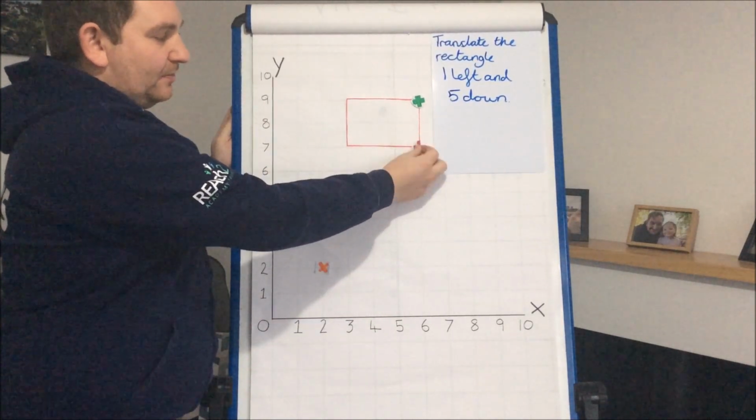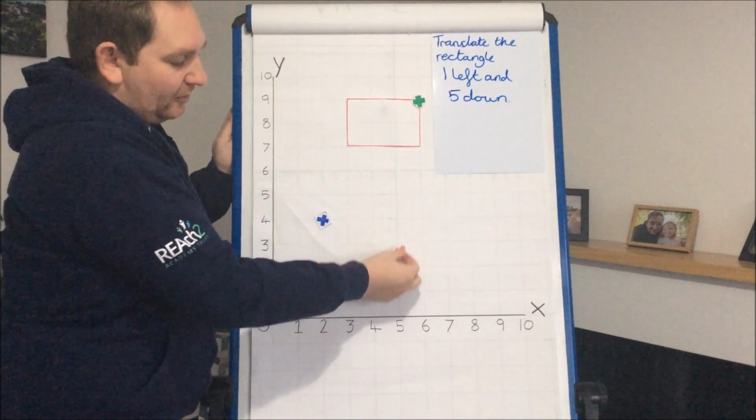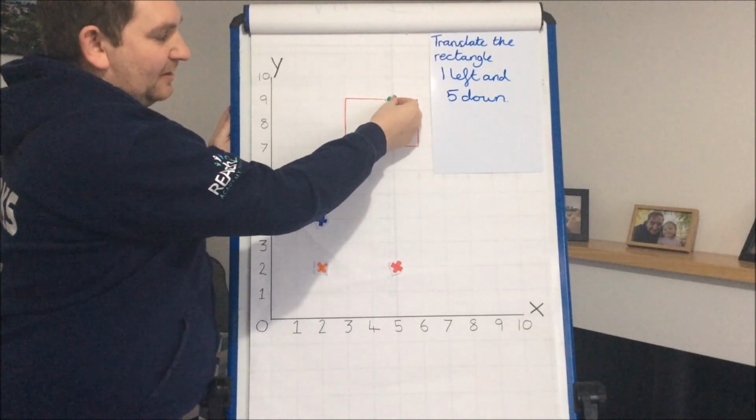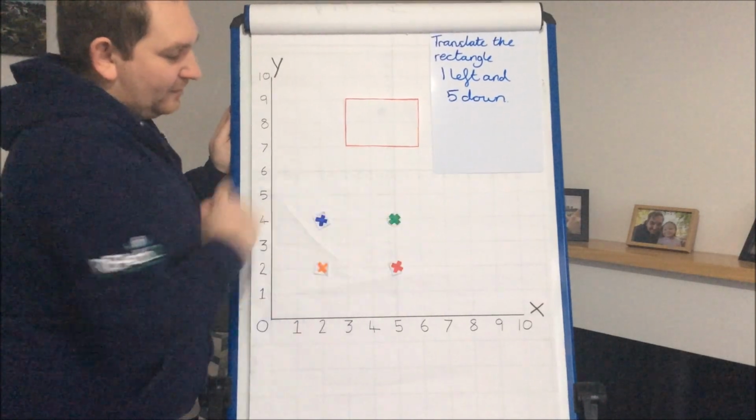To the red one. 1 left, 5 down. 1, 2, 3, 4, 5. And finally our green one. 1 left and 5 down. 1, 2, 3, 4, 5.